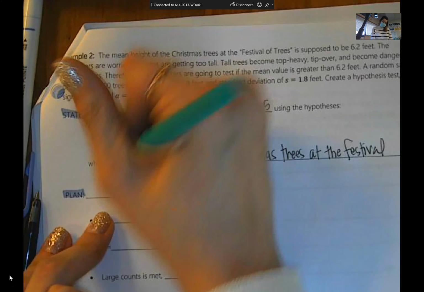Okay, we check our conditions. So looks like the first one they want us to look at is random sample. So a random sample of 36 trees was taken. Next one looks like 10%. So this time they actually told us population size. What is our population size? 700, very good.